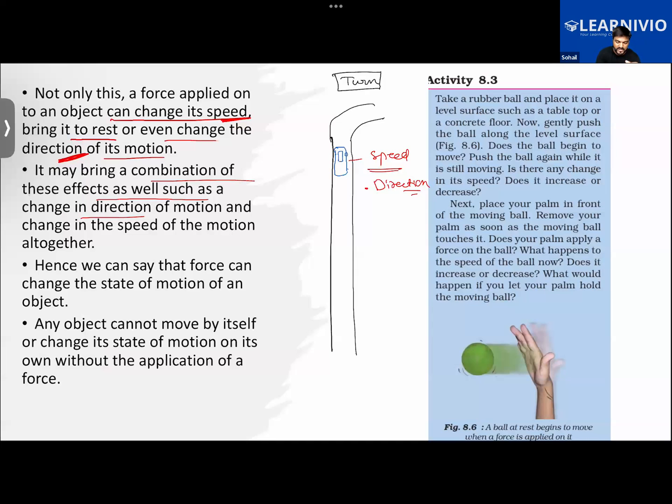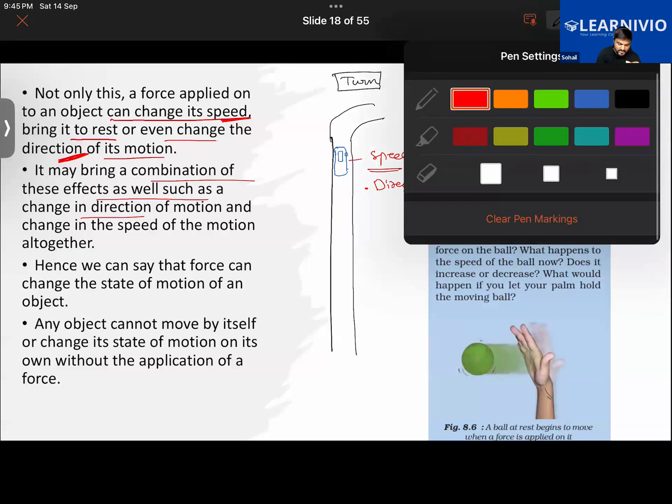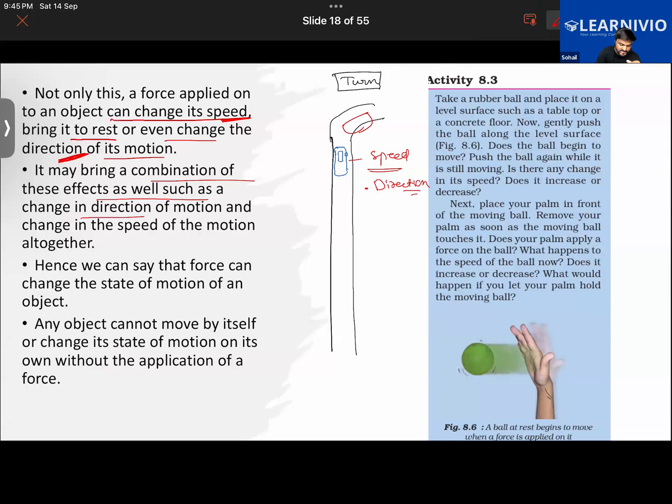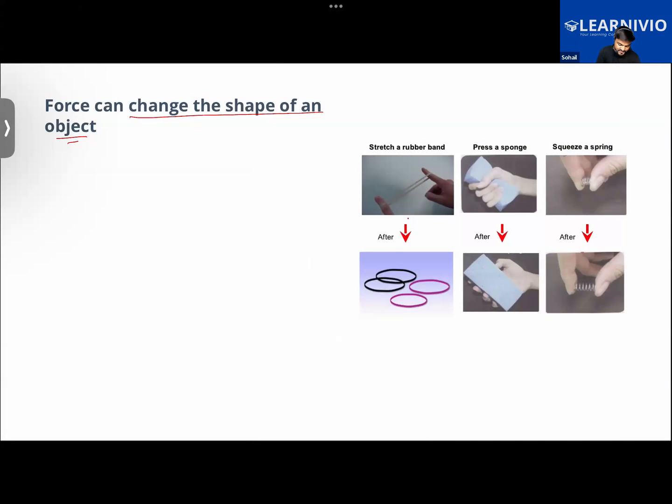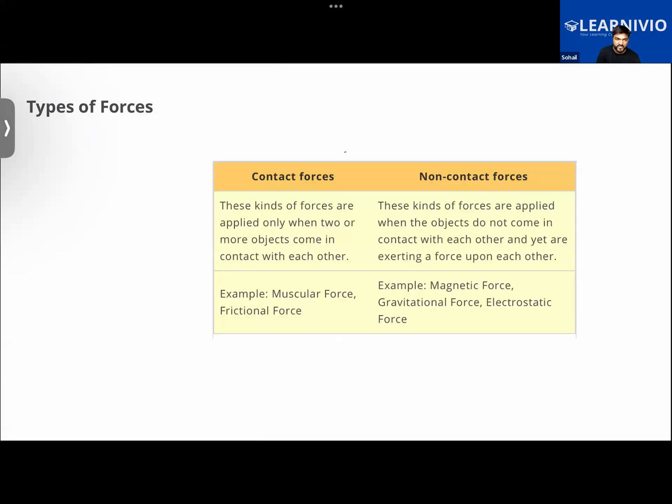Let's say, for example, while taking a turn, this car meets with another car. There's an accident, so its shape will also be changed. So another characteristic is that force can change the shape and size of the given object also. And all these changes can take place simultaneously at one time.